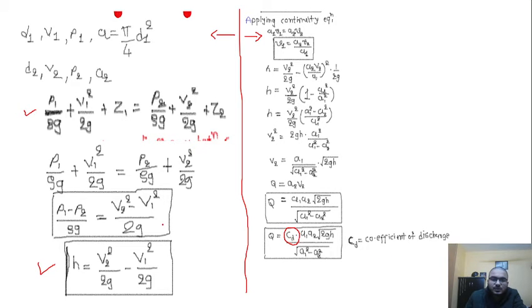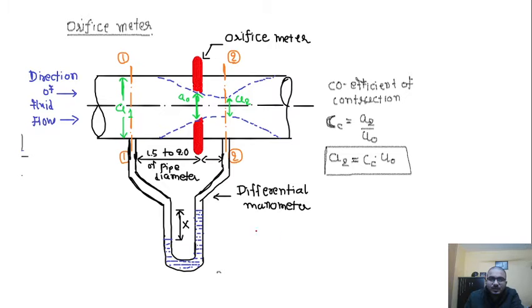So this is the way we can obtain the volume flow rate through a venturimeter. Now we are beginning our next topic, which is the orifice meter.